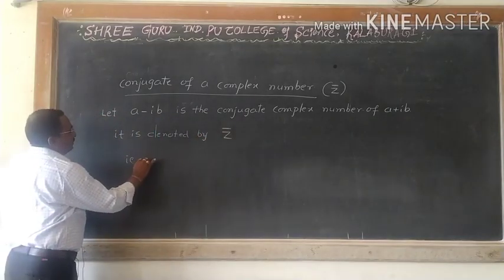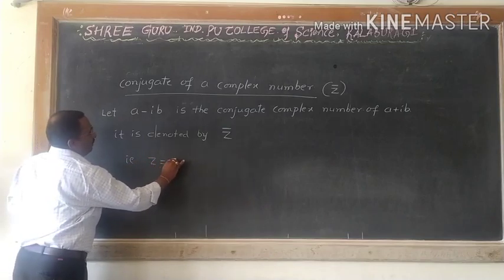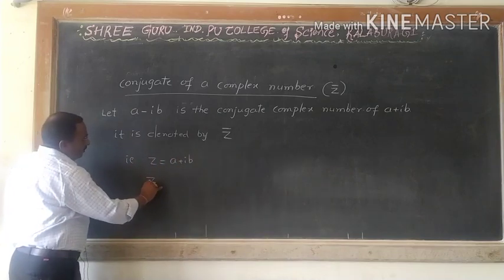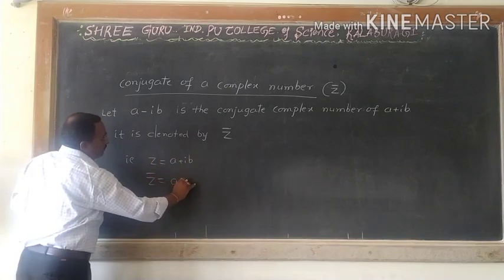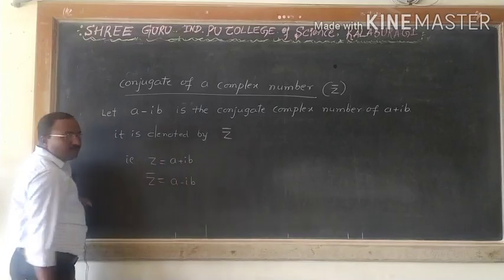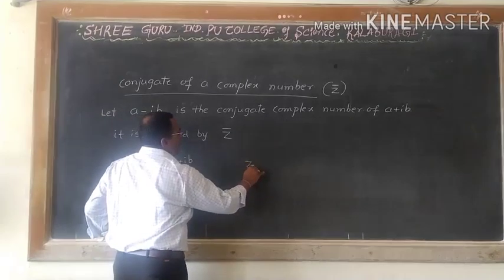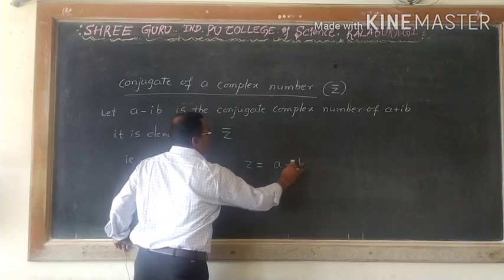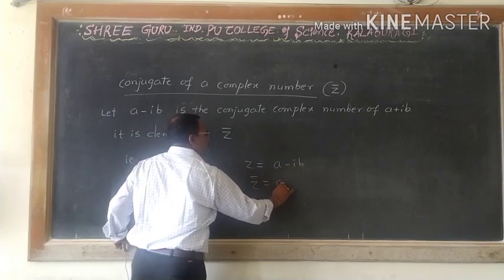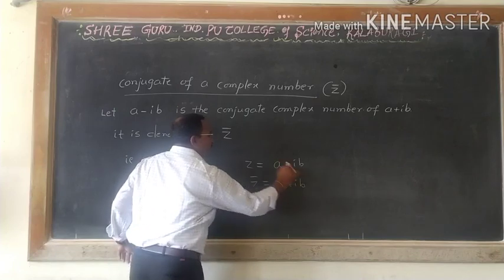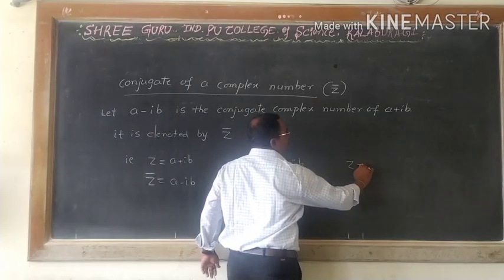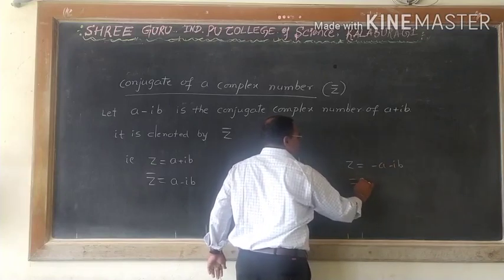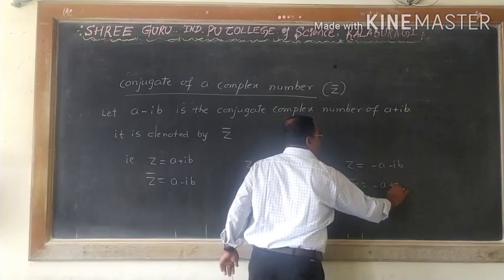That is, suppose Z is equal to a plus ib. Z bar is what? A minus ib. Suppose Z is equal to a minus ib. Z bar is what? A plus ib. Suppose Z is equal to minus a minus ib. Z bar is what? Conjugate minus a plus ib.